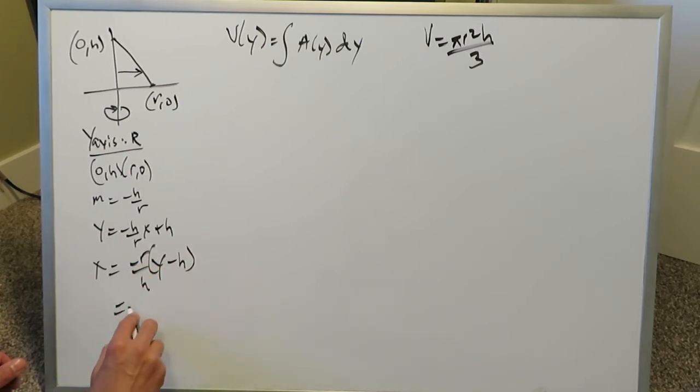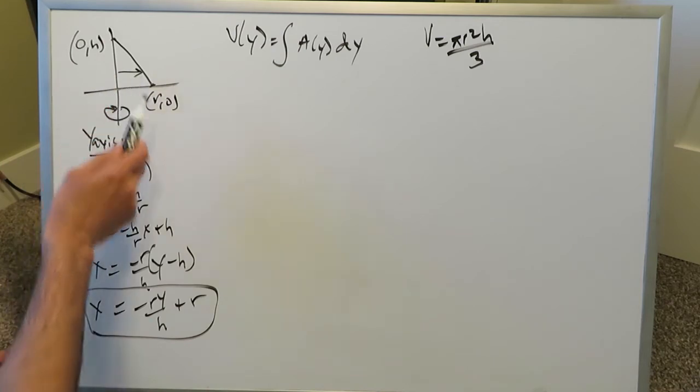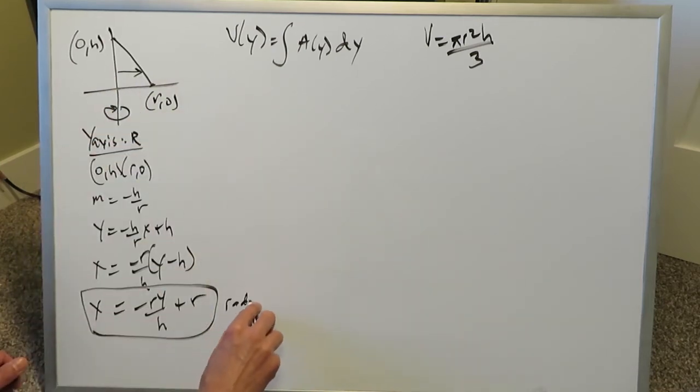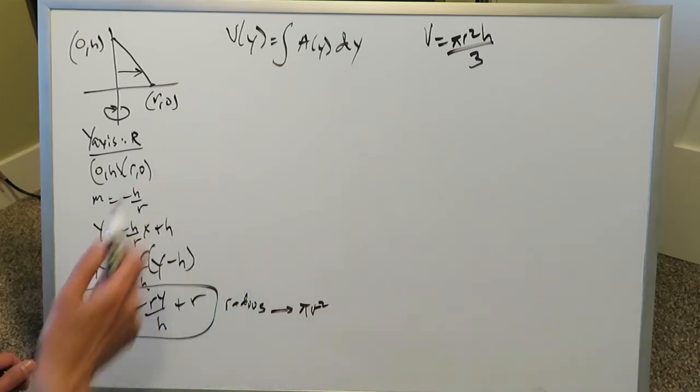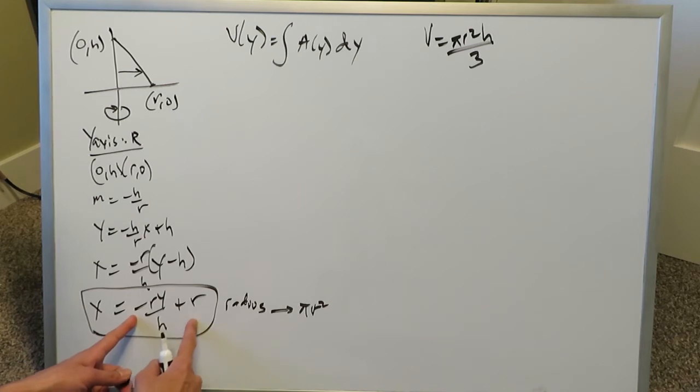You can open this up. You'll have minus ry over h plus r. The h's cancel out. This right here represents the distance from your line of rotation to your line, which also represents your radius, and this now must go through the pi r squared formula so that you can go through that integration process. When you do this pi r squared of this part, it's not hard.